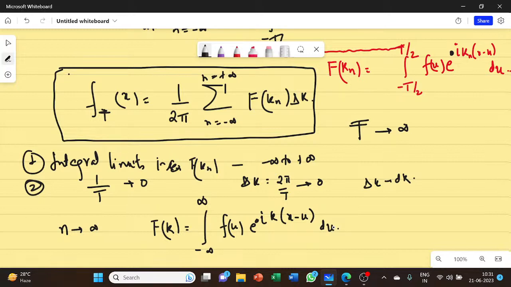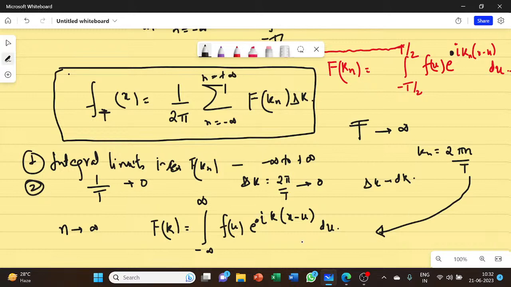So instead of summation, I will have to use something else. Did you understand what kn was? Kn was 2n pi upon t, and delta k was 2 pi upon t. So it was sort of discretized. Instead of discretization, now I'm moving to a continuous version. So instead of kn, I'll drop the subscript n, because now I'm taking the continuous case. I'm taking all possible values. Is that clear or not clear?